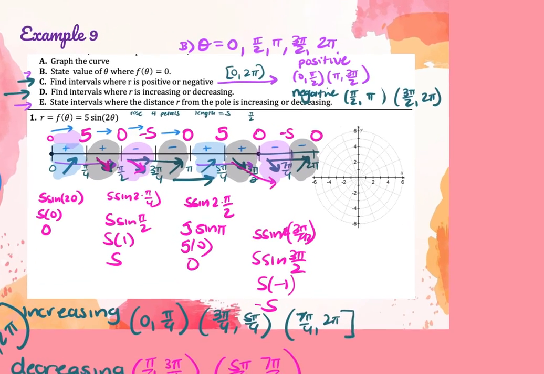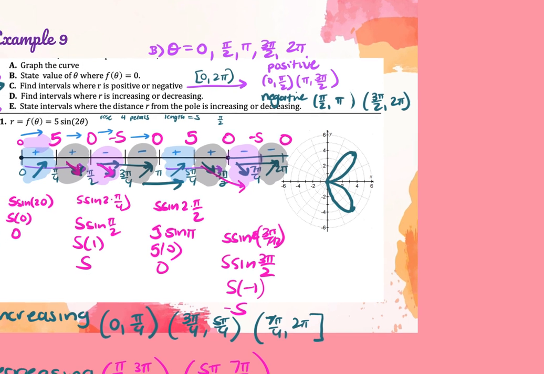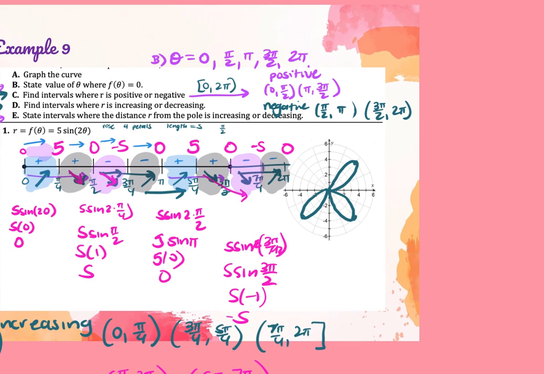So we did not graph the curve at the beginning, but this would have been 0, 0, pi over 4, 5, back to 0, 0. Then 3 pi over 4 gives you the negative 5, which goes on this side. 5 pi over 4 gives you a positive 5, which goes on this side. And 7 pi over 4 is the negative 5, which goes to that side.